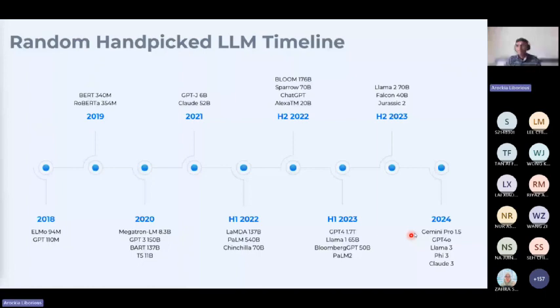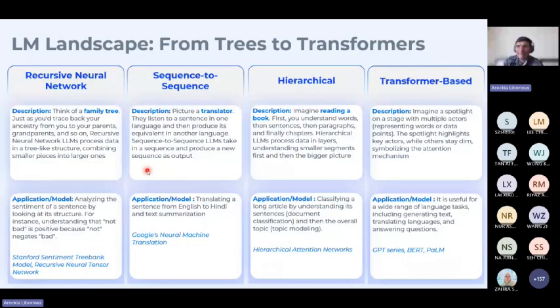Well, we'll see some of the language models and the landscape, and the technical details behind these language models. It starts from trees and ends with transformers, which is the recent evolution of language model architecture. We'll start with recursive neural networks, RNNs. Here the LLMs process data in a tree-like structure. You might be familiar with tree-based machine learning models.